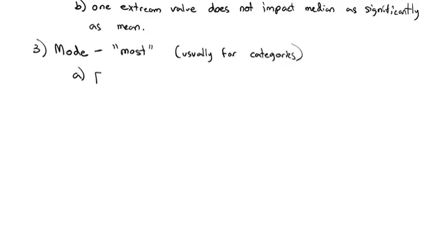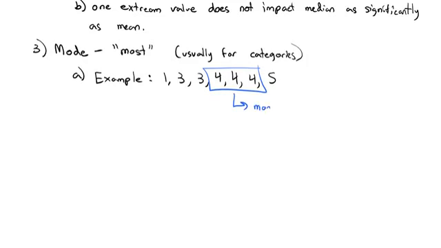We seem to be using this example data of 1, 3, 3, 4, 4, 4, 5. So let's keep using it. And what we see is the number 4 appears 3 times. It is the one that occurs the most often, so we will say that the mode is equal to 4.